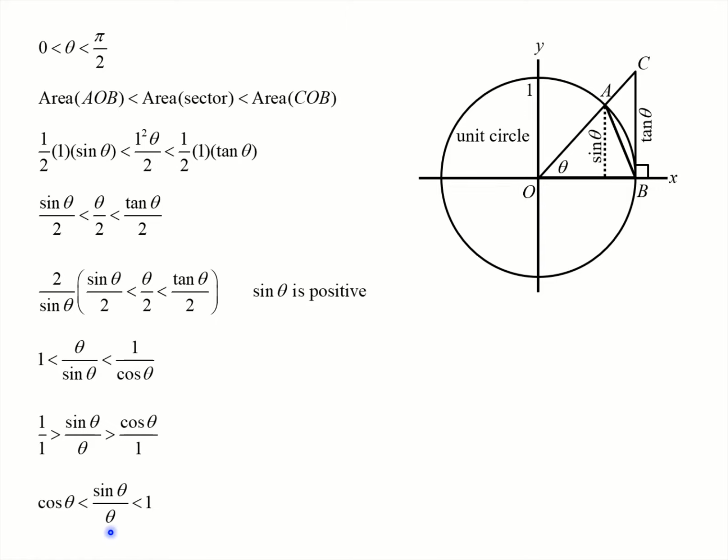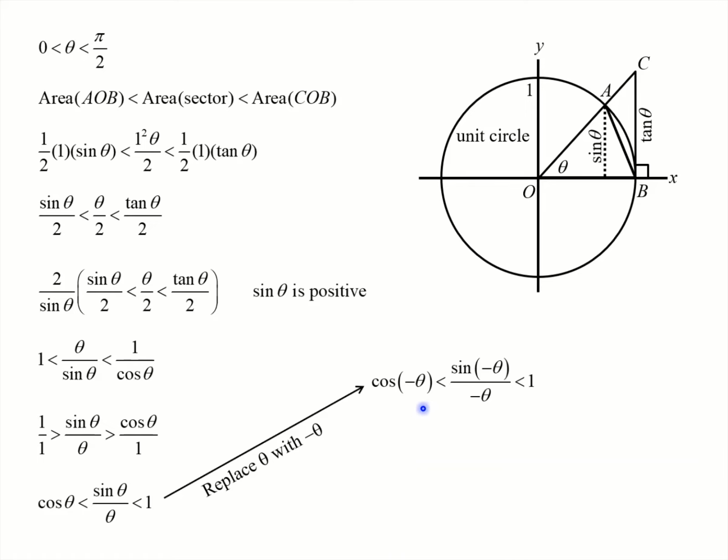Okay, so this works for our theta between 0 and pi halves. I'm going to replace theta with negative theta. Okay, so this is the result we want, but we wanted a little bit more. So I'm replacing theta with negative theta. And we have this right here.